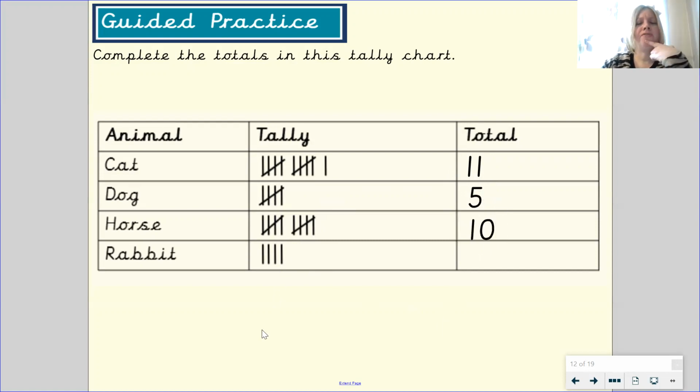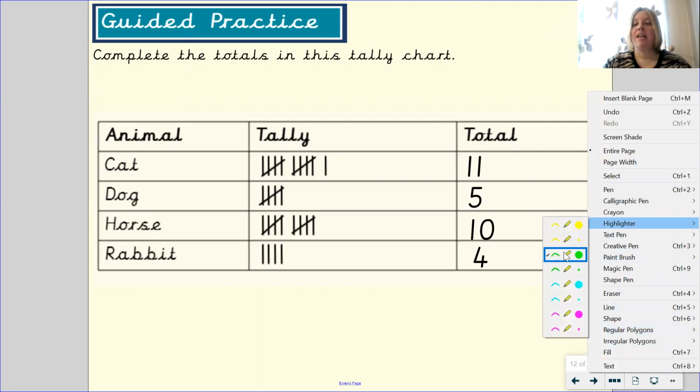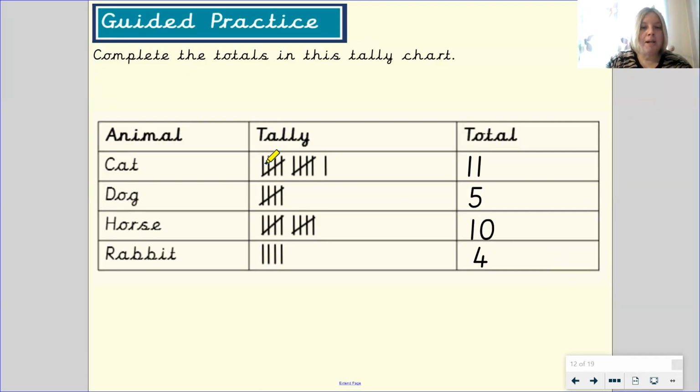Now I can't count in 5s for rabbits, so I have to count each part. Count with me. 1, 2, 3, 4. So 4 children liked rabbits, and I can write that in my total column. The really important thing with tally charts is that you need to remember that this represents 5.